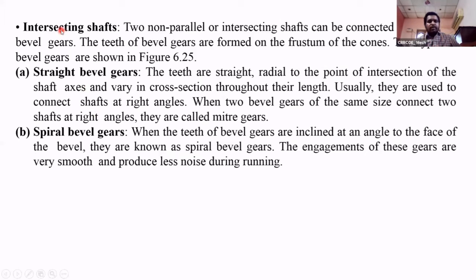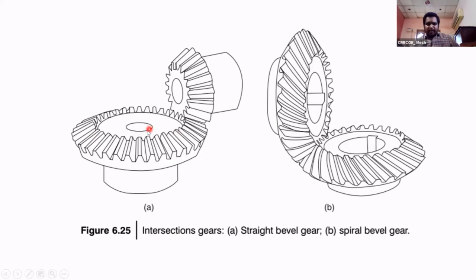Next, if the gear shafts are intersecting. In the previous case the shafts were parallel, now the shafts are intersecting. These are classified into two types, straight bevel gears and spiral bevel gears. See this, this is the axis of one shaft, this is the axis of the second shaft, and both are intersecting here. The gear motion is transmitted from one shaft to the other, and both shafts are intersecting.